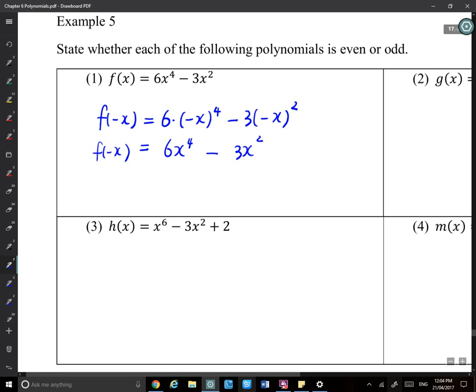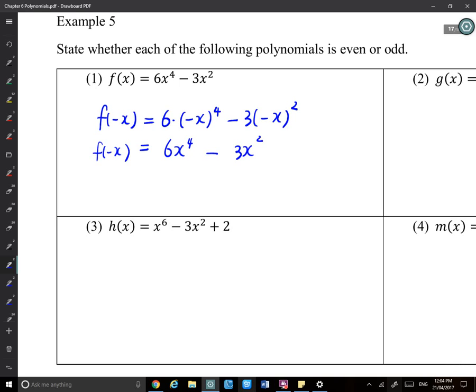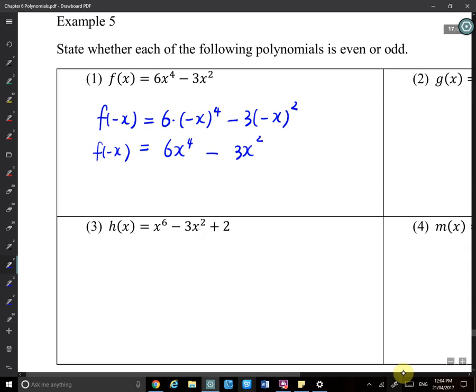Okay, f negative x is that. And let's have a look at this. This bit is exactly as this bit. You see that is equivalent to that? Then what you can say is that is equivalent to that, and that is f(x). So you will say f(-x) is actually equal to f(x), and that is an even function.